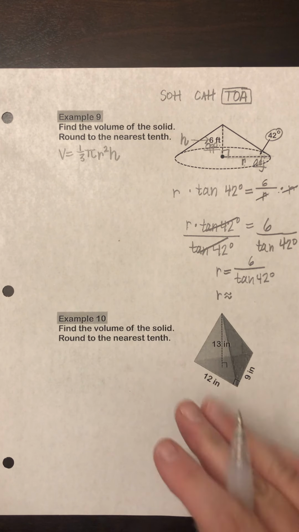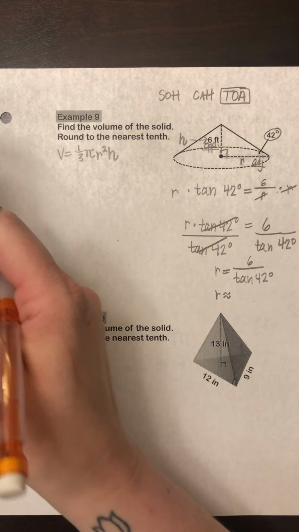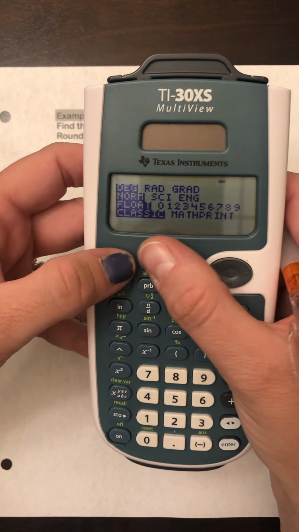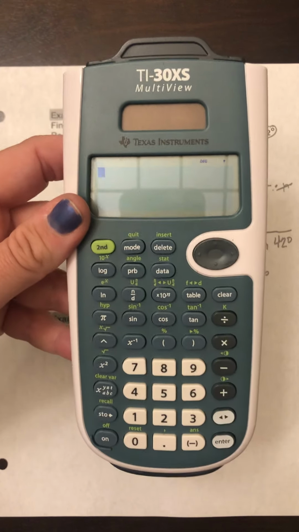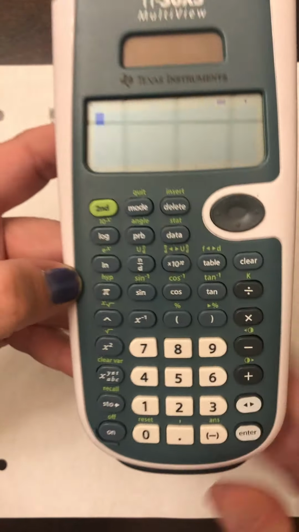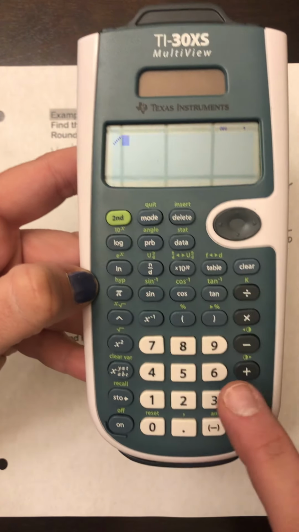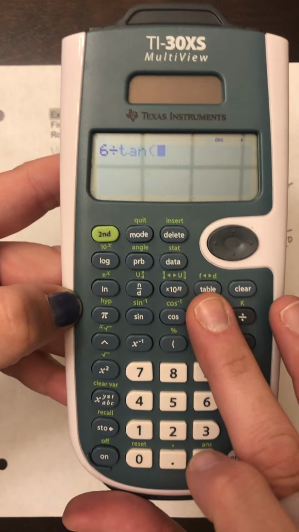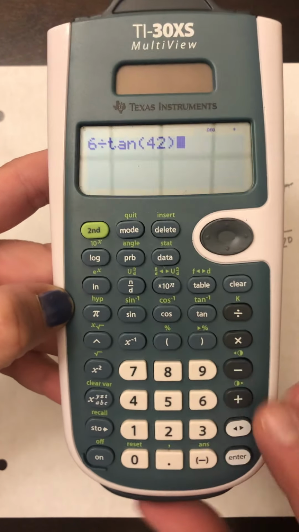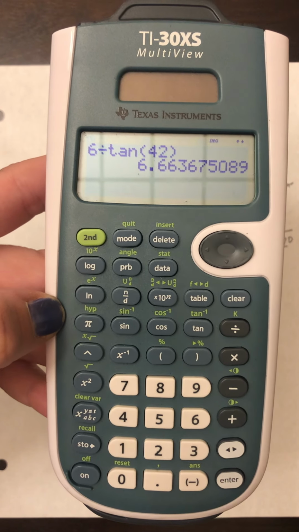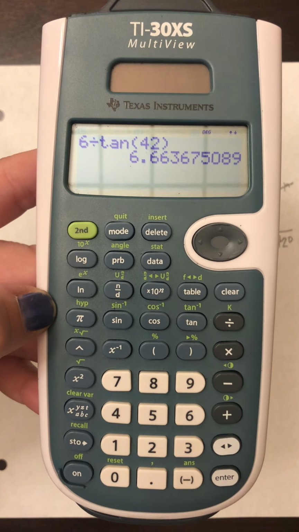I'm going to go ahead and put an approximate sign because I know it's going to come out to be a crazy decimal. Let me check my calculator, make sure it's in degrees, and it is. Yours probably is already in degrees, but for pre-cal, I go back and forth from degrees to radians, so I needed to check that. So I'm going to do 6 divided by tangent of 42 degrees, and we're going to round it to the tenth place. We're going to say that that is approximately 6.7.